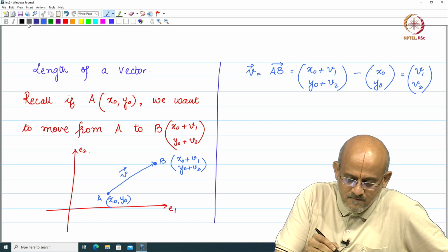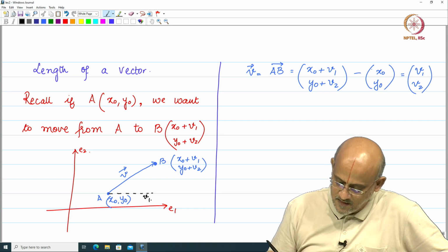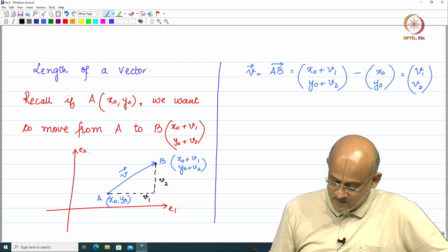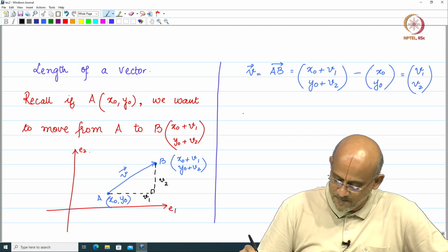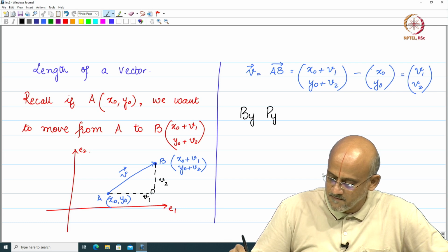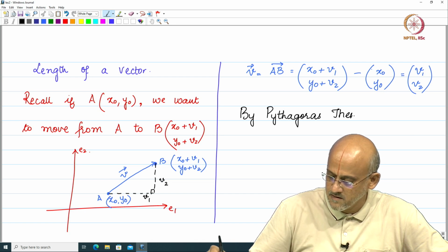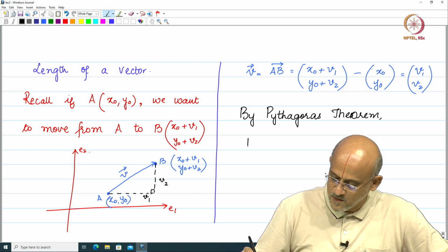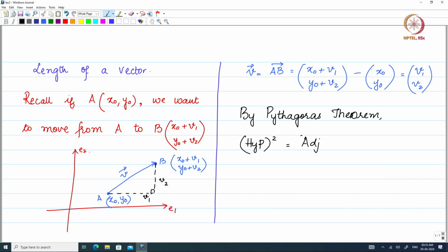From the point A, we have actually gone a distance of v 1 along the E 1 axis and v 2 along the E 2 axis, and what we find out is that these two are perpendicular to each other and you actually have a right angle triangle formed. Therefore, by Pythagoras theorem we can find out the length of the hypotenuse, where the hypotenuse square is equal to the adjacent square plus opposite square in a right angle triangle.